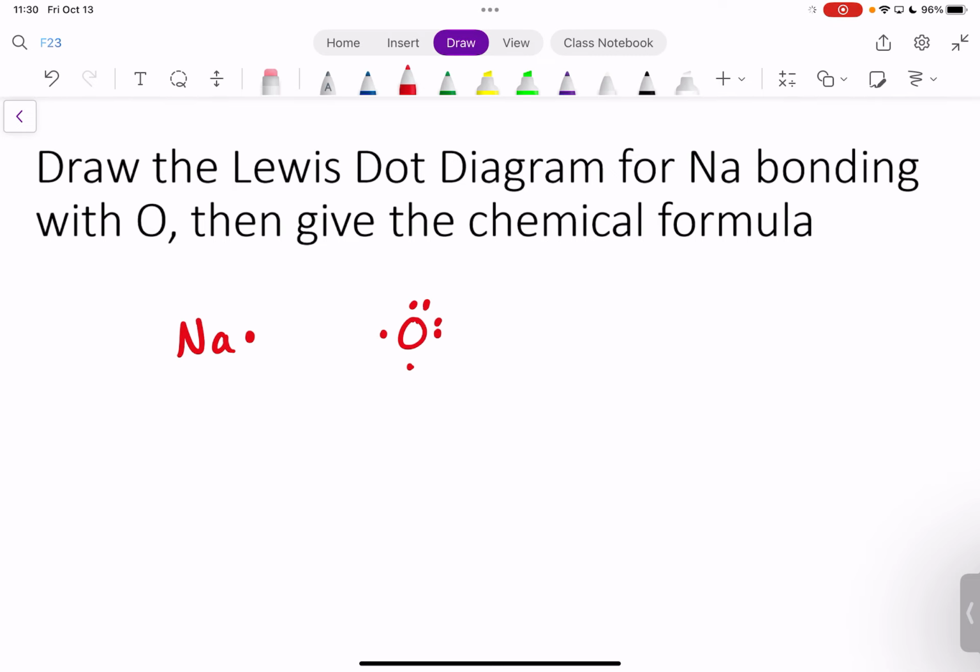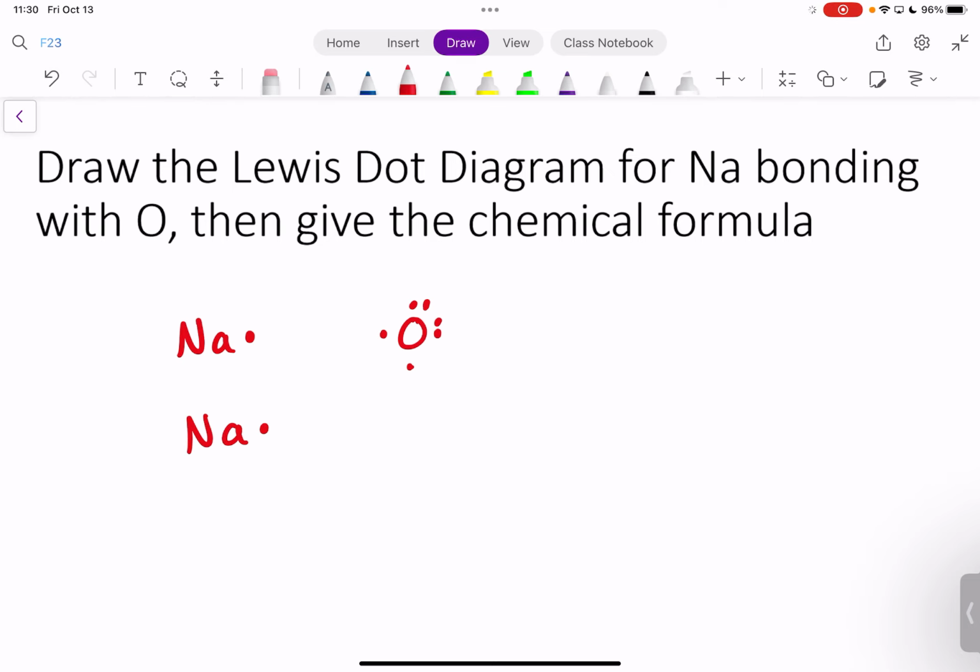Okay, so I'm seeing a problem. What's the problem here? Not enough to share. Oxygen's like, I don't want just 1 electron from sodium, I want 2. And sodium's like, well, I only have 1, I'm sorry. What do I do? Add another sodium. Yeah, that's allowed, right? That's legal.